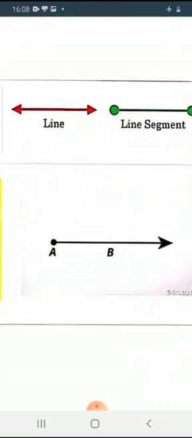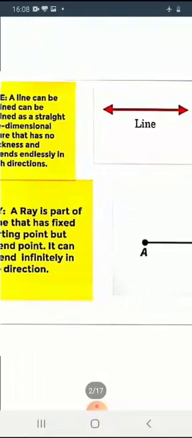See the pictures here shown. The picture of a line has 2 points shown with arrows. The arrows shown mean it can extend in both directions. A line has no end point. It is a straight one-dimensional figure. It can extend endlessly in both the directions.